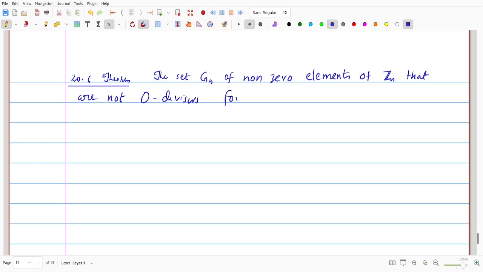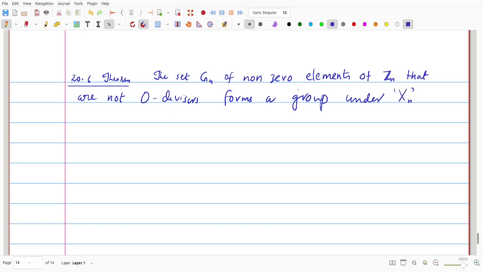This theorem says that the set Gn, which is the set of all non-zero elements of Zn that are not zero divisors, forms a group under multiplication modulo n.